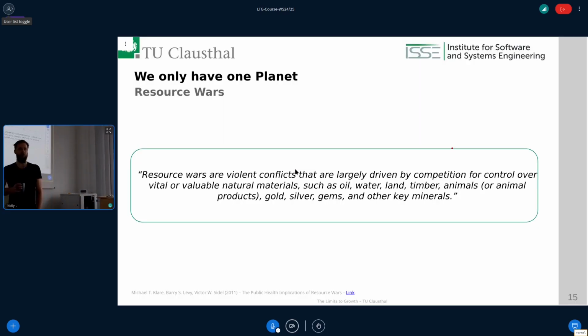So resource wars not necessarily means armed conflicts. Wars can also mean just a fight over resources. But mostly they are violent conflicts that are largely driven by competition for control over vital or valuable natural materials, such as oil, water, land, timber, animals, gold, silver, gems, and other key minerals.